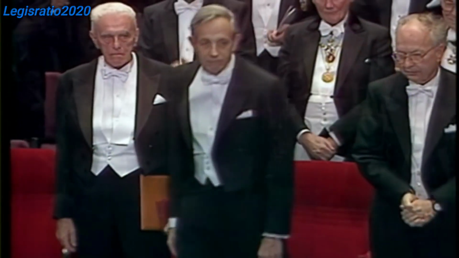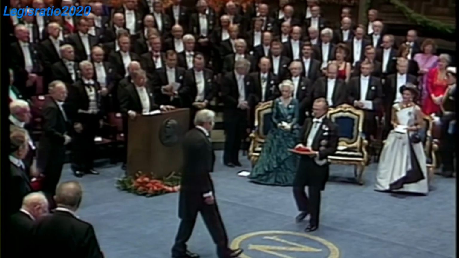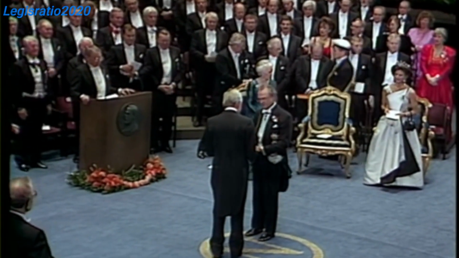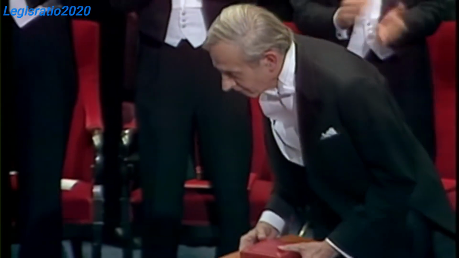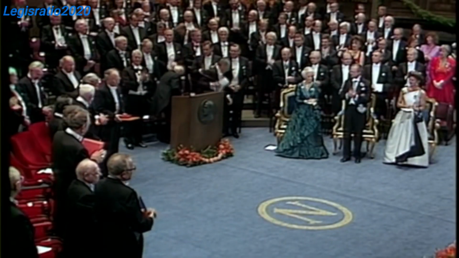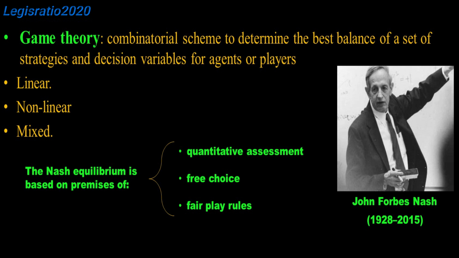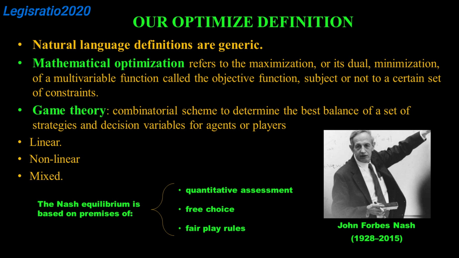On the other side, in the domain of game theory, John Forbes Nash develops a combinatorial scheme to determine the best balance of a set of strategies and decision variables for two agents or players in terms of game theory. Its philosophy is different from the classical scheme of optimization described by Wilhelm and Dieter. The former's natural structure will be applied later in episodes 5 and 6 of this video series. Such a scheme is called Nash equilibrium and constitutes the basis of our model to optimize the principle of proportionality.